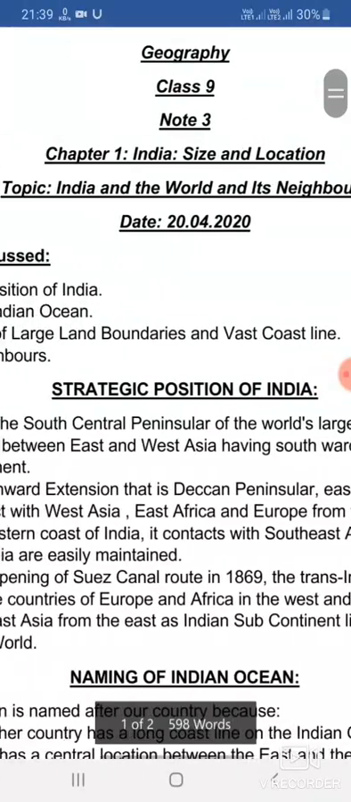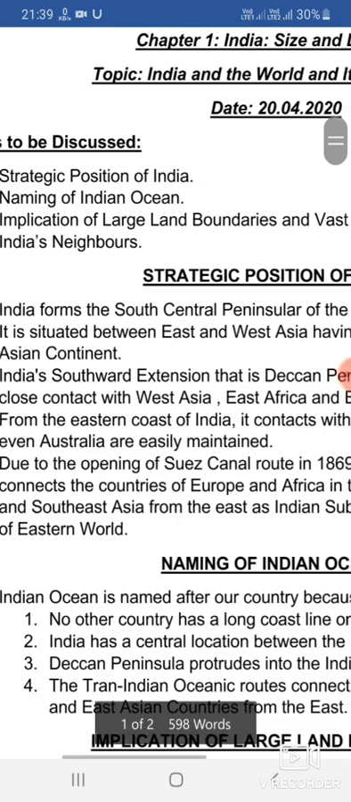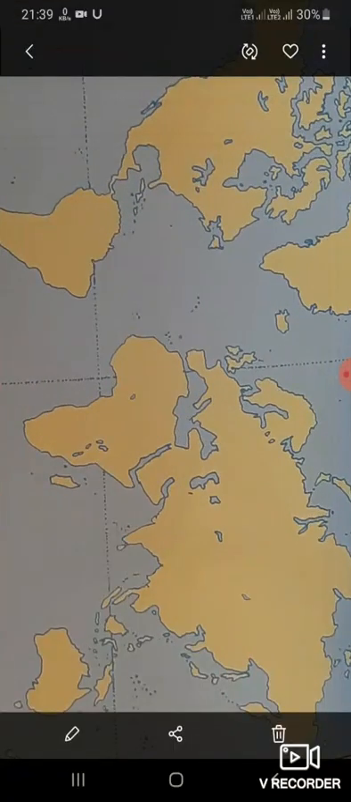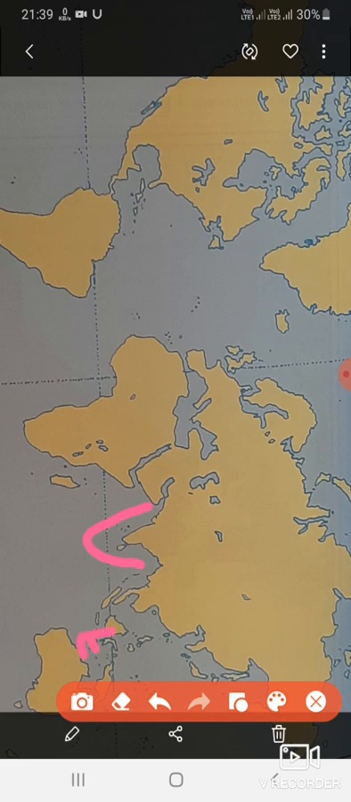Now the strategic position of India, I'm going to explain this with the help of the world map. Now you can see the location of India. Just see the location of India. Now, India forms the south central peninsula of the world's largest continent, that is Asia. It is situated between the east and the west, having a southward extension of the continent.